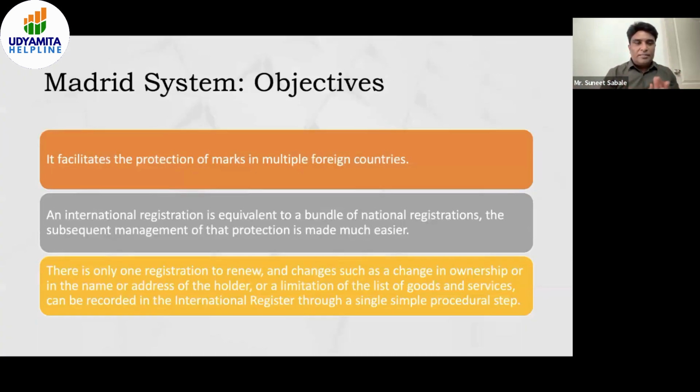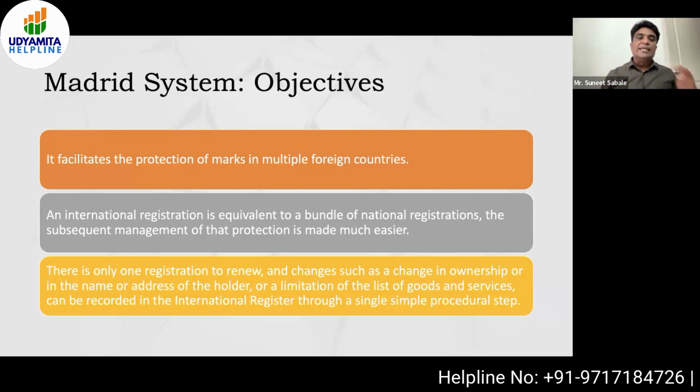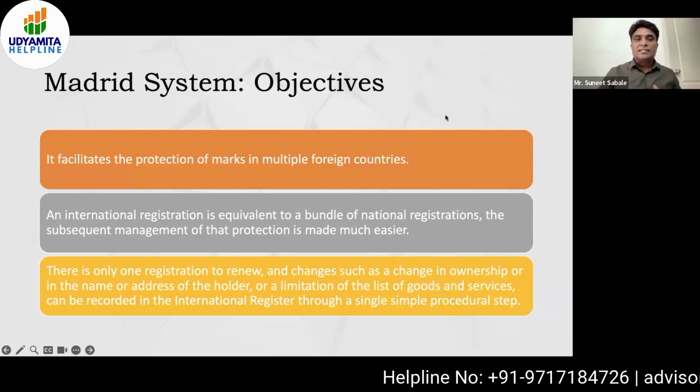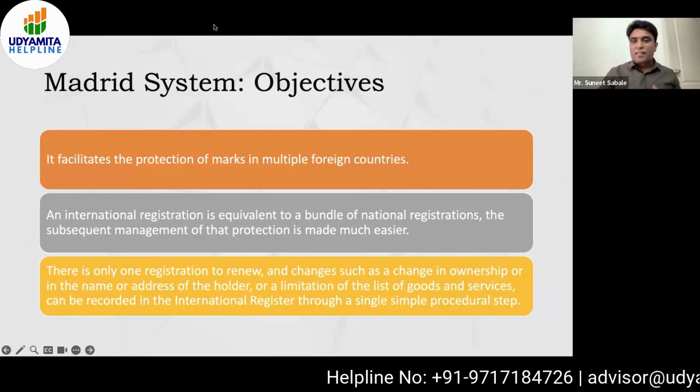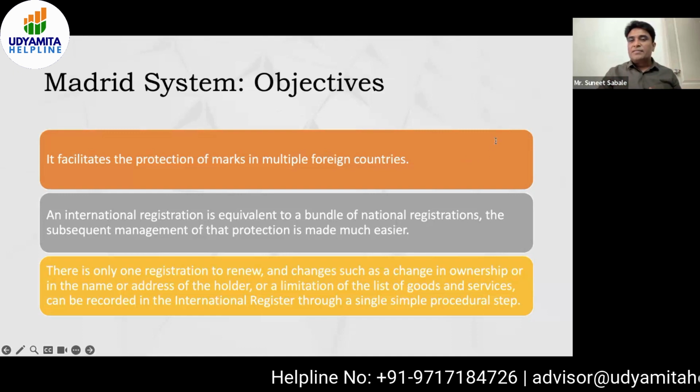Next is foreign filing. Protecting your particular mark in India, I have covered. Similarly, if you have business in other countries, it is also important to protect your trademark in other countries. Otherwise, litigation in other countries is expensive. Okay, it's expensive.